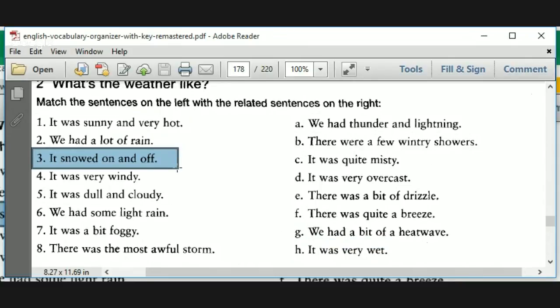Number three. Snow, and on and off. So it's snow. Yes, it's snow in Quebec. If it snows on and off, that means it snows for an hour, then it stops for half an hour, then it snows for half an hour, then it stops for 2 hours, then it snows for half an hour, like that.